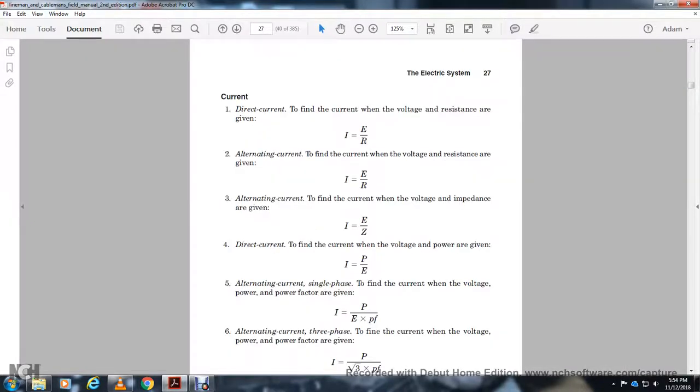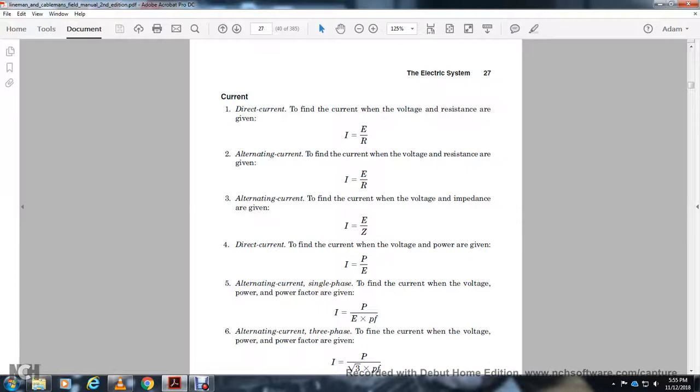Direct current is defined with the current, voltage and resistor given: the amps equal the volts over the resistance. For alternating current, the amps equal the volts over the impedance. For direct current with the power and voltage given, the amps are equal to the power over the volts.